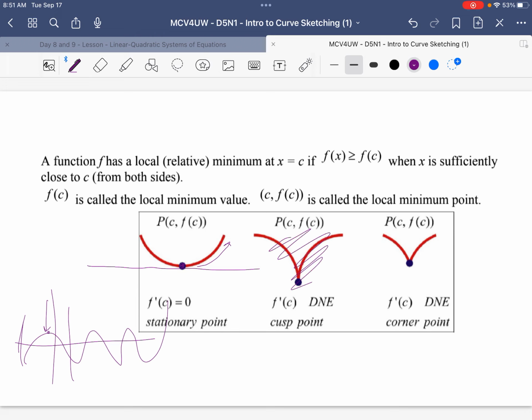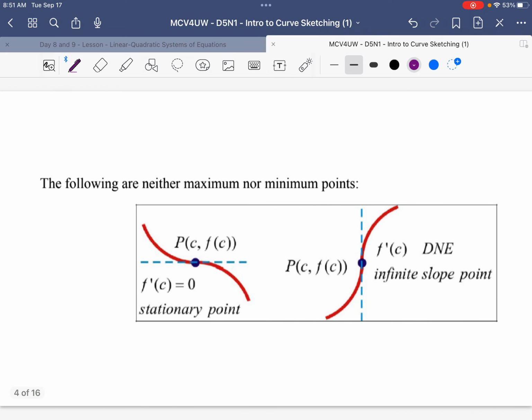Again, not going to focus too much on the cusp points. The only thing I'm going to say is that here we can see our first derivative is 0. At these, our first derivative is like an error, undefined. So it's not something that we're going to focus on a ton, but maybe we'll talk about it a little bit later in the course.